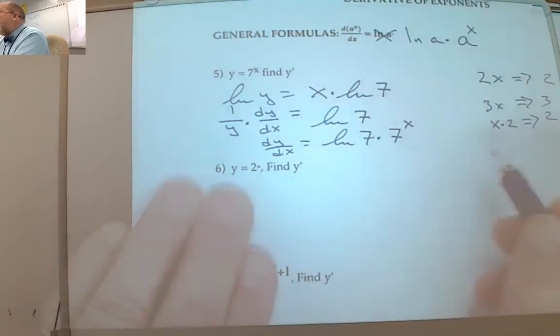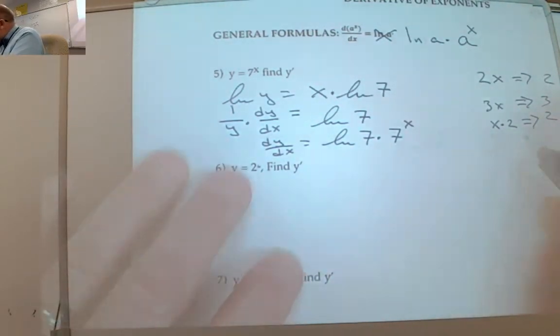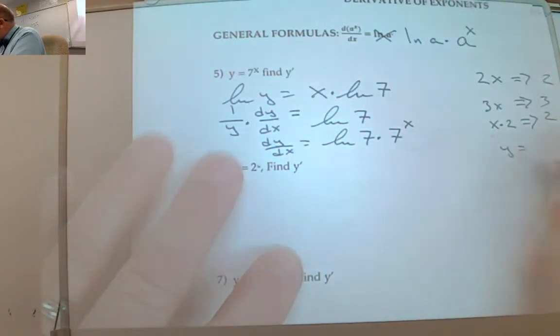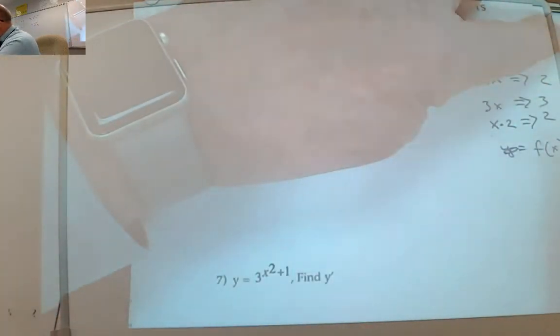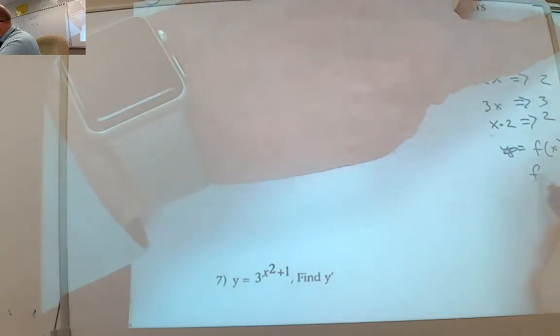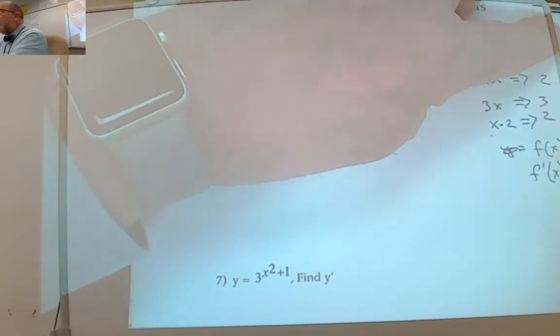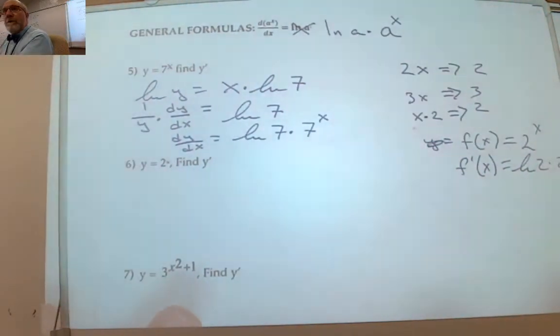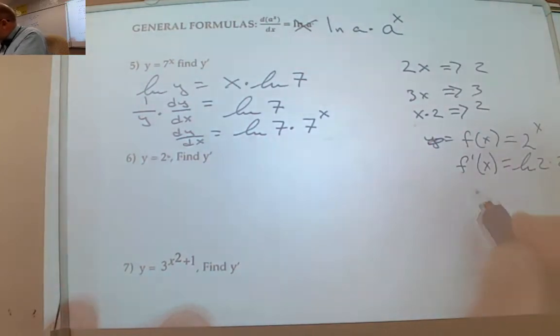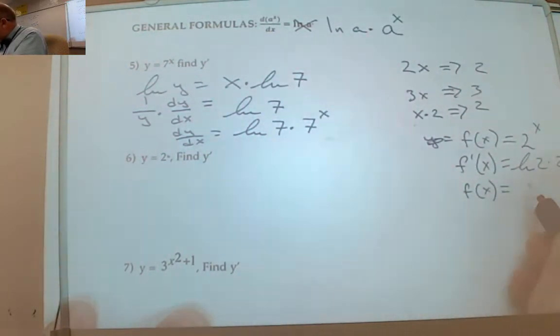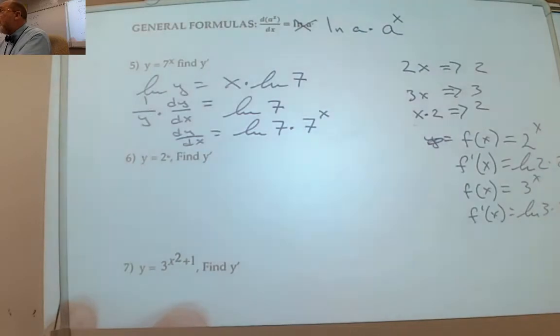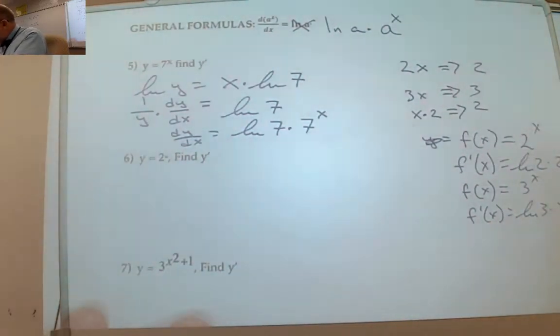Okay. In fact, didn't we, on one of the problems when I had f of x equals 2 to the x, didn't you guys figure out that the derivative was the ln of 2 times 2 to the x? Wasn't that the first one I did? And then you guys did 3 to the x. Didn't you come up with the derivative being the natural log of 3 times 3 to the x? Am I right?